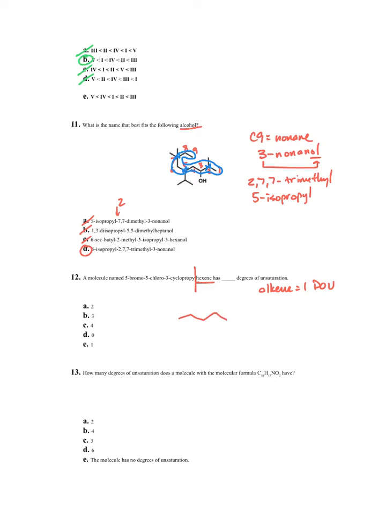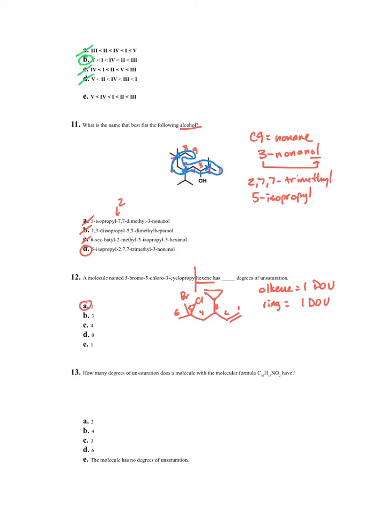So let's draw. There's 6 carbons. The alkene starts at position 1 because it's not specified. If it's not specified, it has to start at 1. So we go along this chain, let's number it. 1, 2, 3, 4, 5, 6. Carbon 3 has a cyclopropyl group. That's a ring. That's equal to 1 degree of unsaturation. Carbon 5 has bromo and chloro. So we have 2. The correct answer is going to be A.